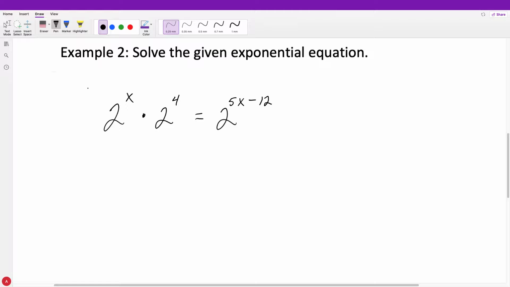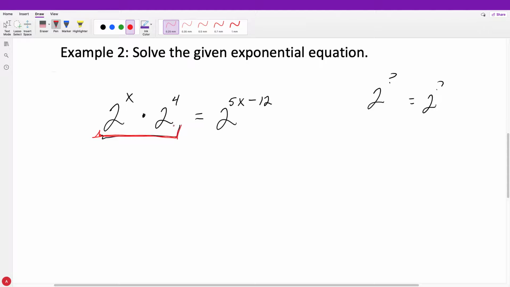All right, so for here I have 2 to the x times 2 to the 4th is equal to 2 to the 5x minus 12. So before I go ahead and solve this one, I need to first combine these. In order for me to solve, I need to just have 2 to some power is equal to 2 to some power as well. Here I have multiple bases of 2, so before I can go ahead and start setting any powers equal, I need to combine these two into just one.